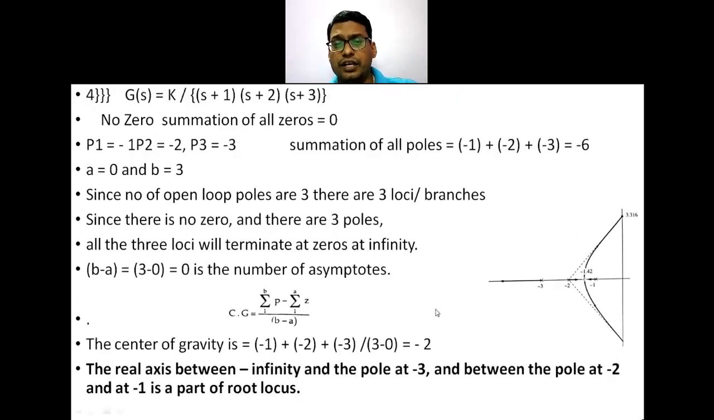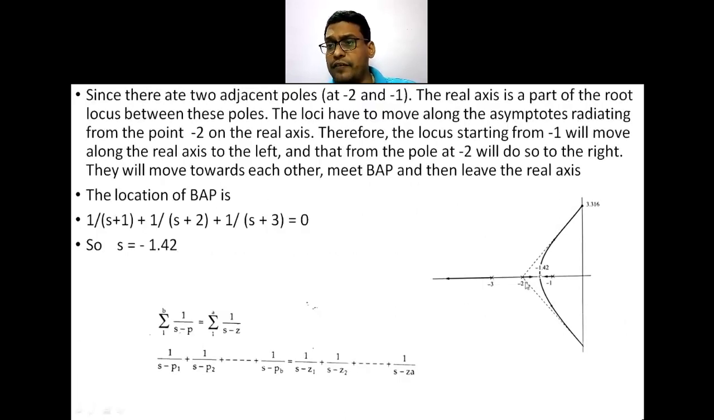Center of gravity is -2, as calculated in this numerical. Then the breakaway point has to be calculated. The breakaway point is given by the summation of 1 upon s minus p, which is equal to the summation of 1 upon s minus z. In this case, the z is 0.